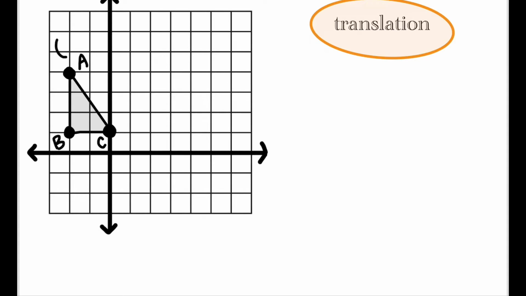Now I want to label what the actual points are. So point A is at -2, 4. Point B is at -2, 1. And point C is at 0, 1.